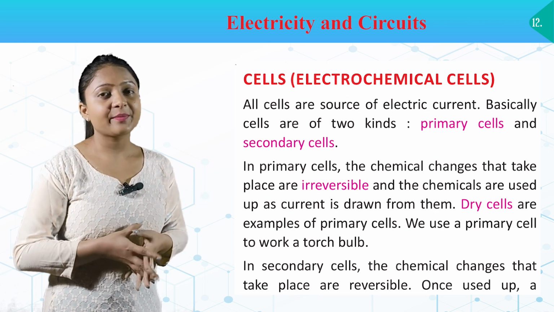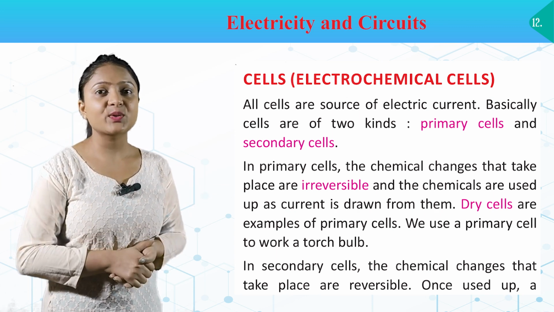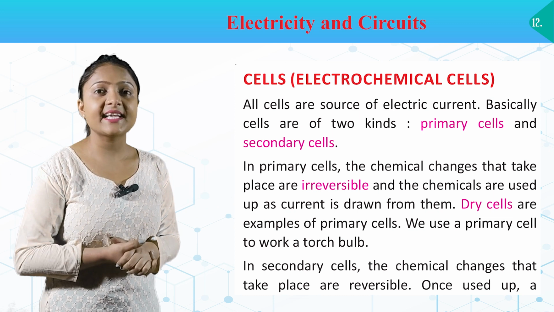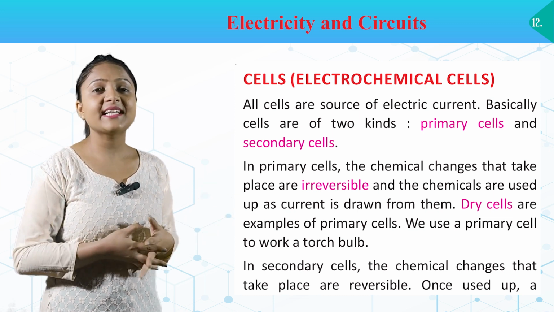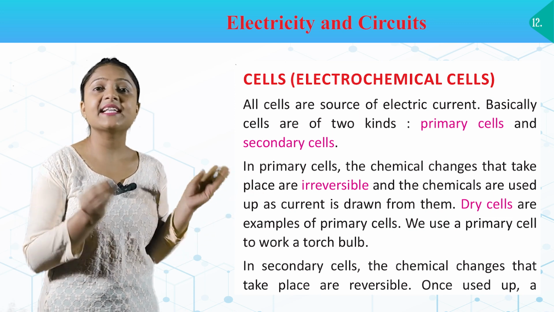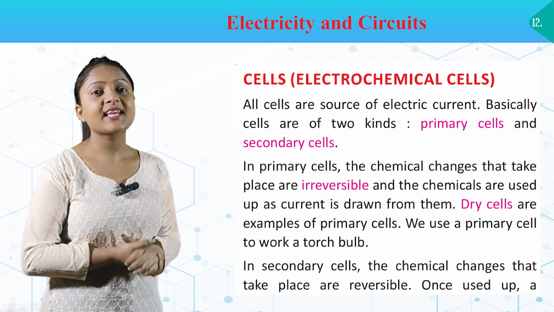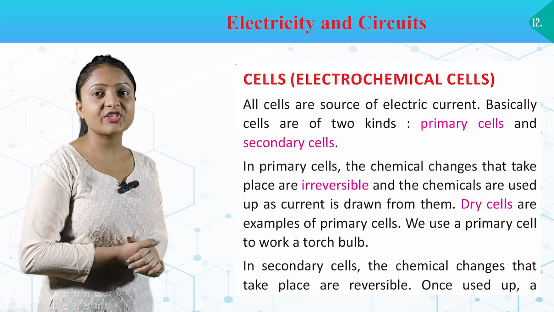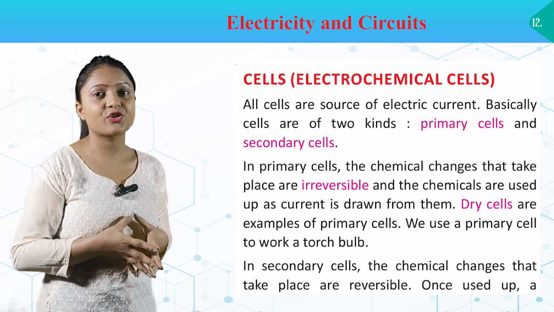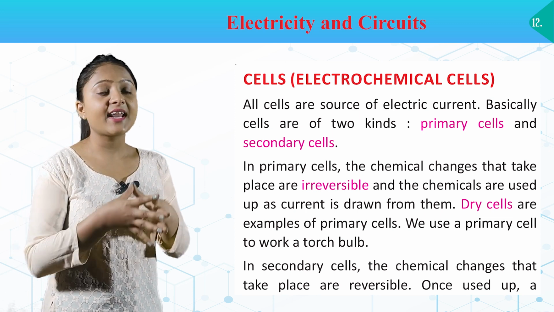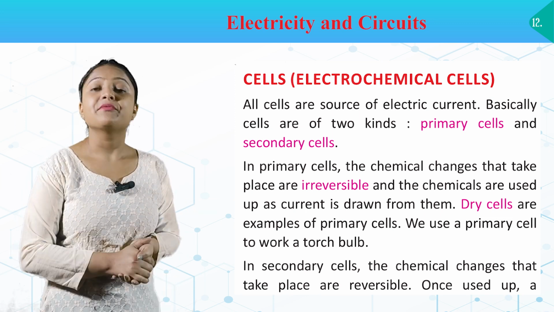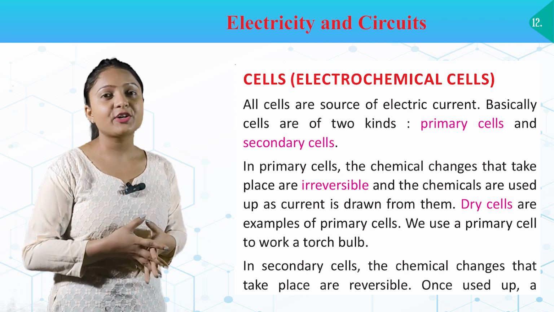Cells. Electrochemical cells. All cells are a source of electric current. Basically, cells are of two kinds: primary cells and secondary cells. In primary cells, the chemical changes that take place are irreversible and the chemicals are used up as current is drawn from them. Dry cells are examples of primary cells. We use a primary cell to work a torch bulb.